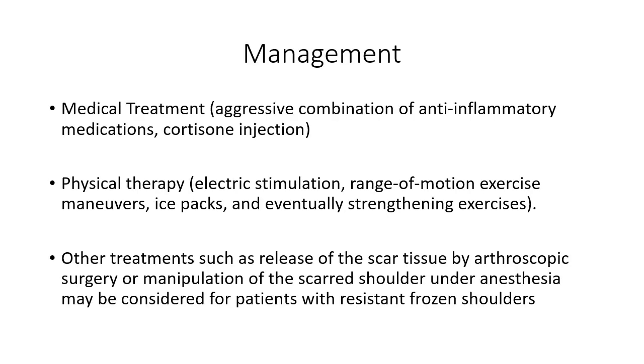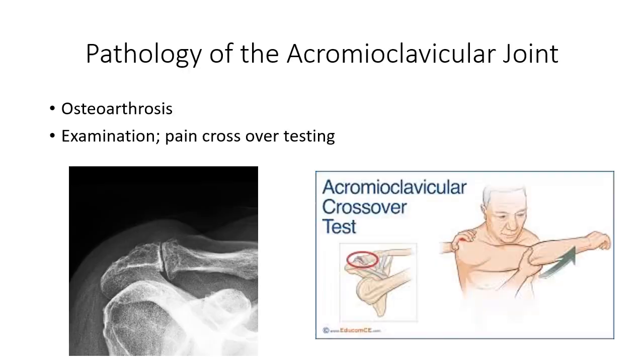Management. Medical treatment is by an aggressive combination of anti-inflammatory medication and steroid injection. Physical therapy includes electrical stimulation, range of motion exercise, maneuvers, ice packs, and eventually strengthening exercise. Other treatments, such as release of the scar tissue by arthroscopic surgery or manipulation of the scarred shoulder under anesthesia, may be considered for patients with resistant frozen shoulder.